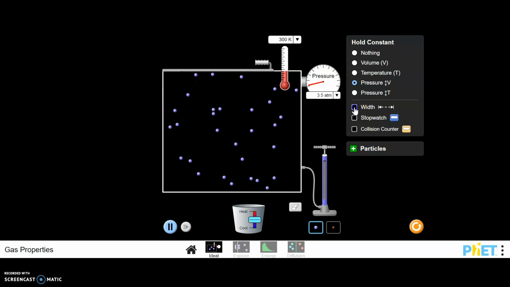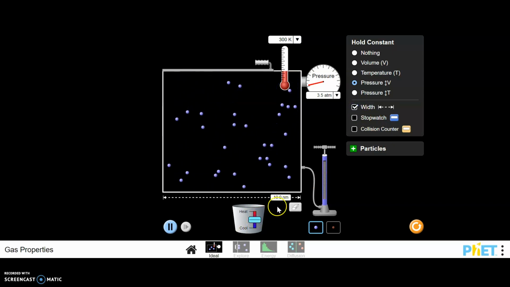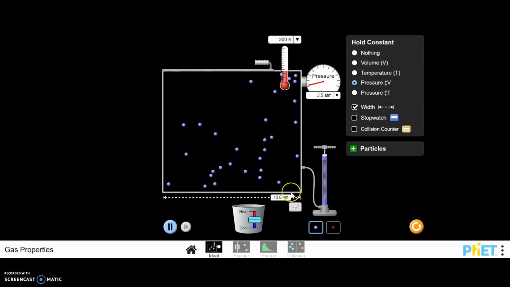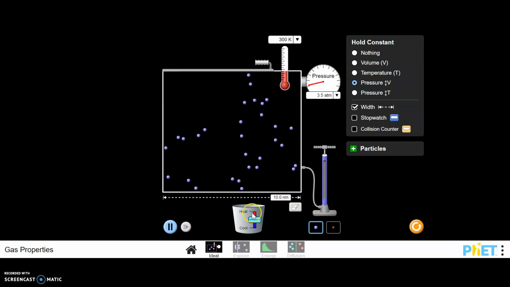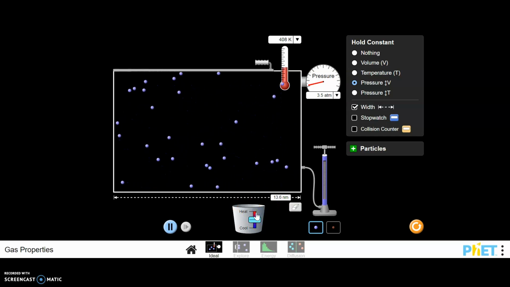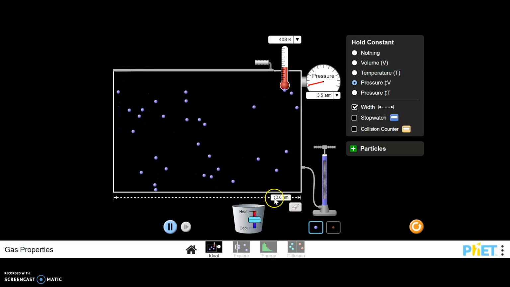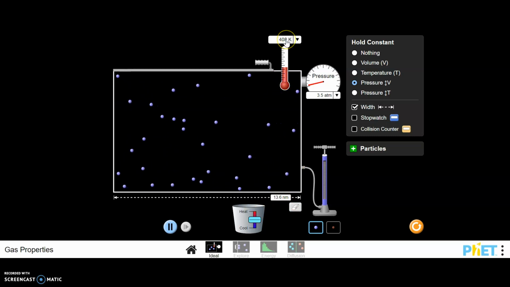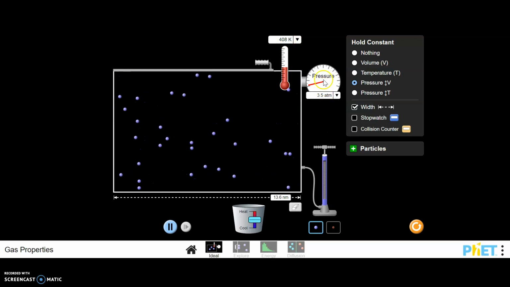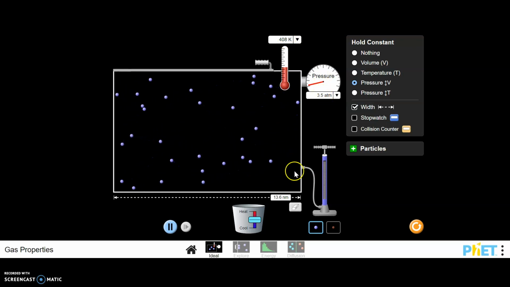And let's add heat. So you're going to see as I increase the temperature, this volume right here from 10 liters is going to increase. So as I increase the temperature, the volume is going to increase, and that is because they are directly proportionate, both volume and temperature. We see that pressure hasn't changed and the amount hasn't changed either.